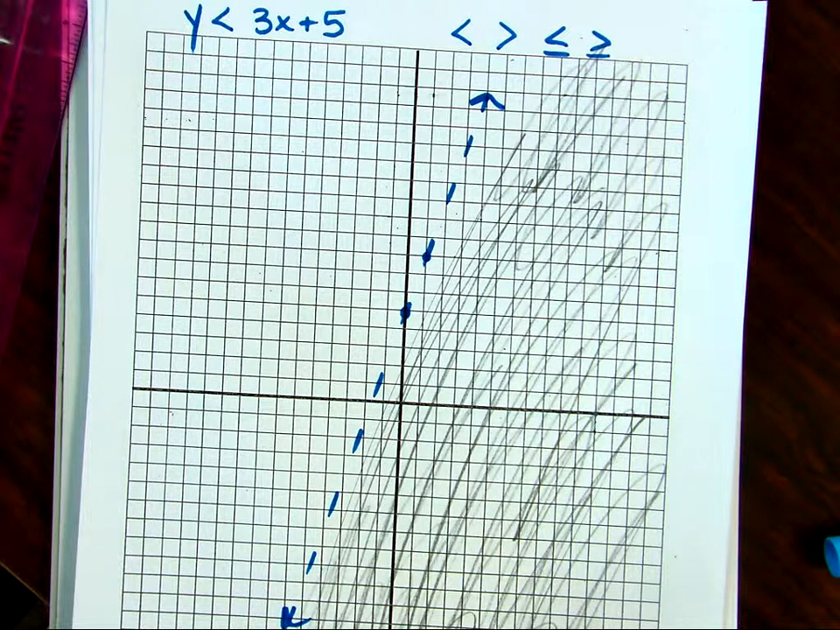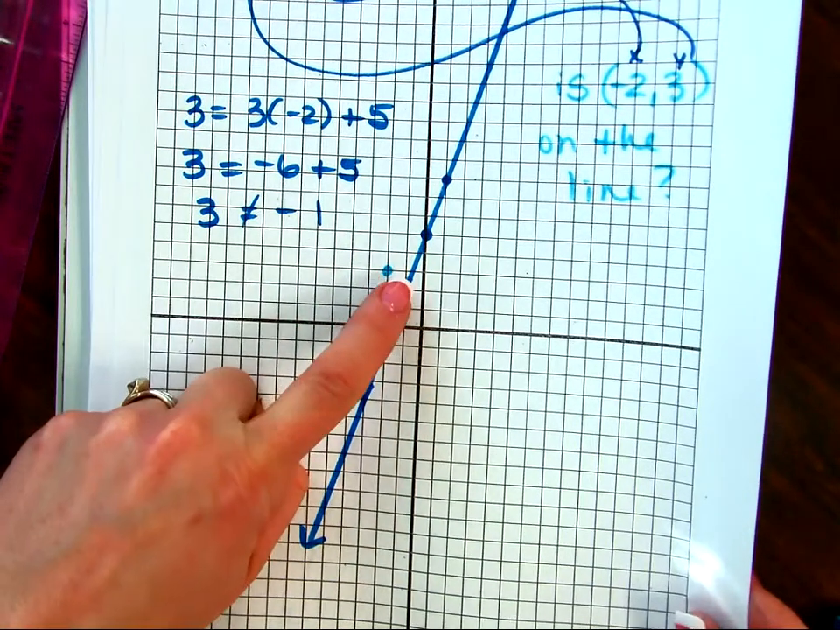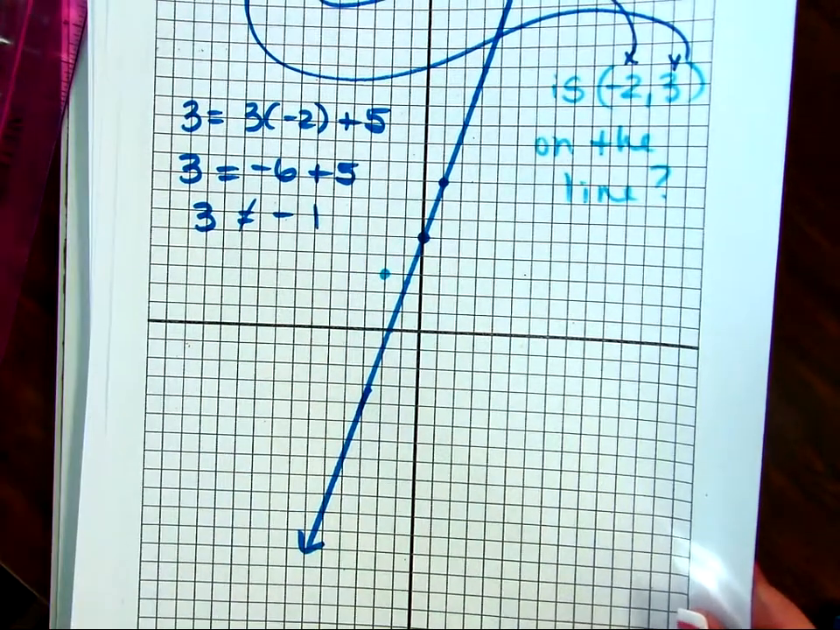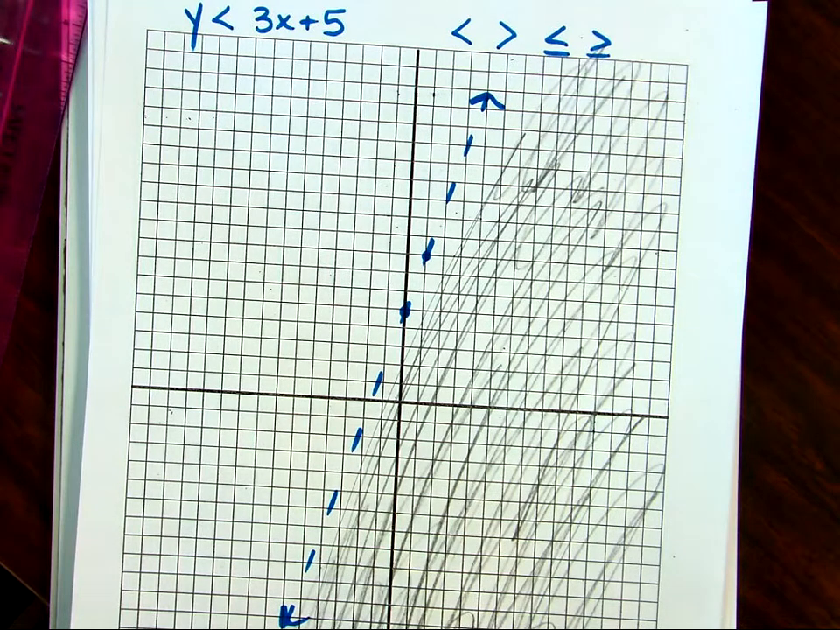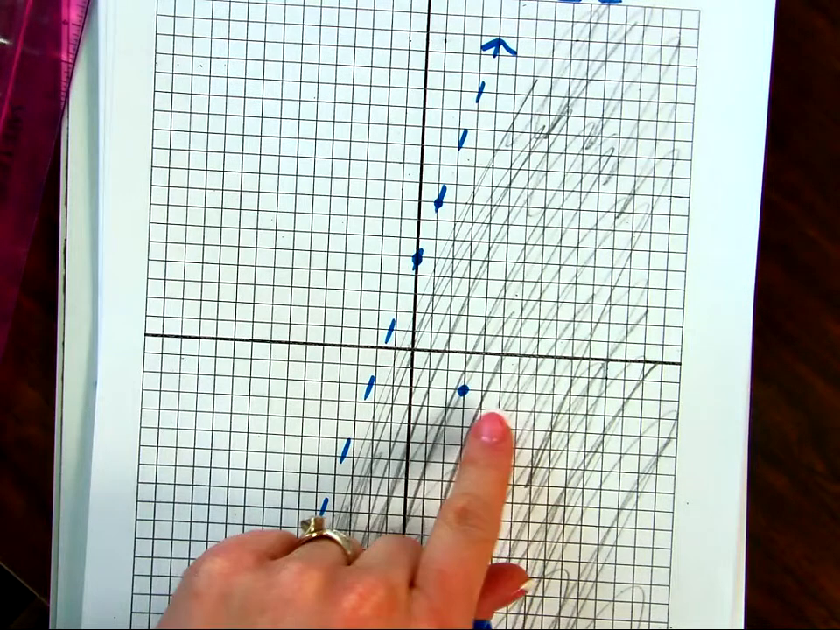Yep. Okay, we got to talk about this a little bit, though, because I want to prove to you what this means. Remember before how I picked a point that wasn't on the line and I plugged it in and it wasn't true? Well, it wasn't true because it wasn't a solution. Let's pick a point that I know is a solution. Let's pick a point in quadrant 3. That's obviously in the shaded region, right?